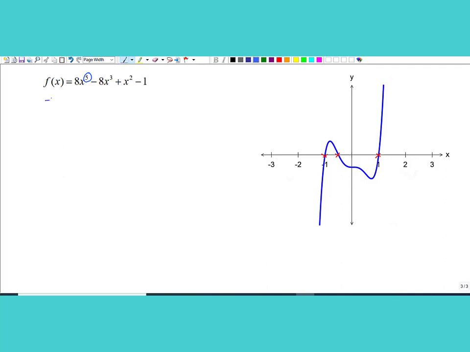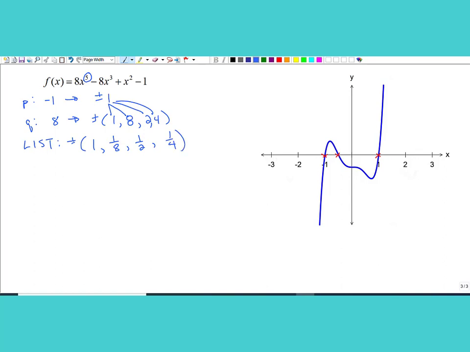So my constant term is negative 1, that's p, so my factors are plus or minus 1. Q is 8. Those factors are plus or minus 1 times 8 and 2 times 4. So my list is, remember, P divided by Q. So I have 1 divided by 1, 1/8, 1/2, 1/4.